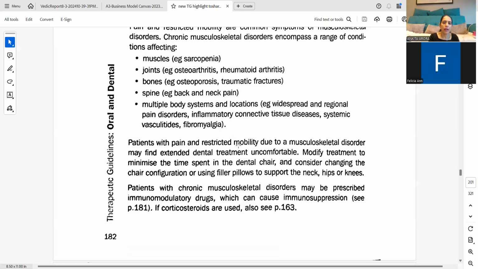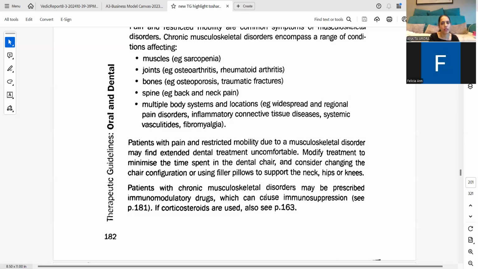Now, patients with pain and restricted mobility due to a musculoskeletal disorder may find extended dental treatment uncomfortable. Modify treatment to minimize the time spent in the dental chair and consider changing their chair configuration using filler pillows to support neck, hips, or knees. So just make it more cushiony for them.